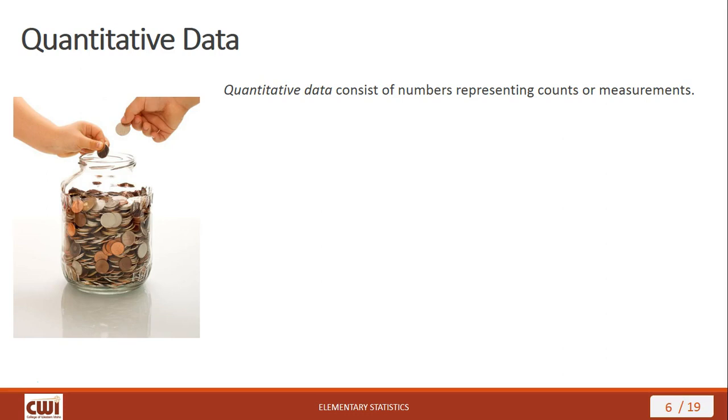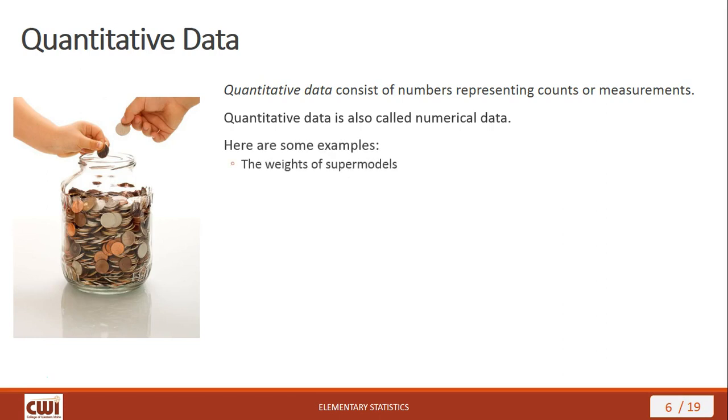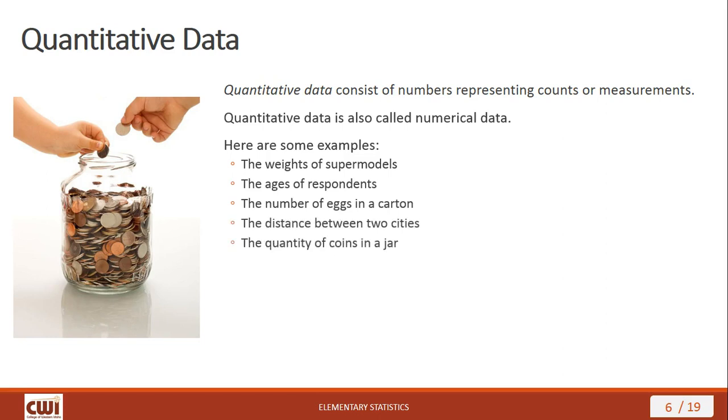But usually when you see numbers as your data, it's going to be quantitative data because those numbers are going to represent counts or measurements. For this reason, quantitative data is also called numerical data, because the only way you're going to express counts or measurements is with a number. Here's some examples of quantitative data. The weights of supermodels, the ages of respondents, the number of eggs in a carton, the distance between two cities, the quantity of coins in a jar. These are all examples of quantitative data.